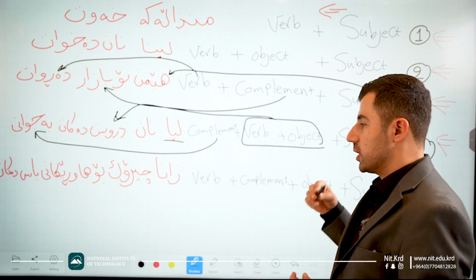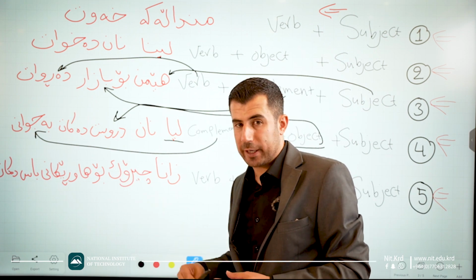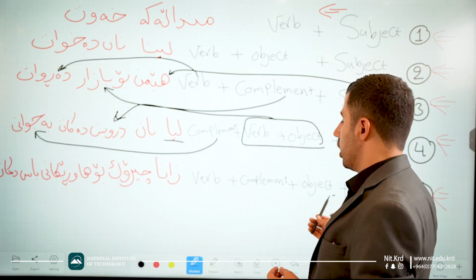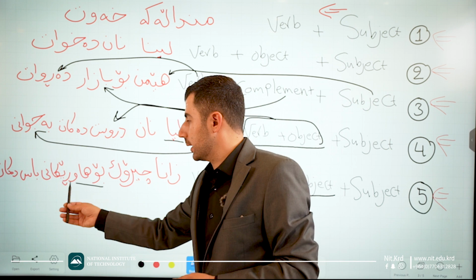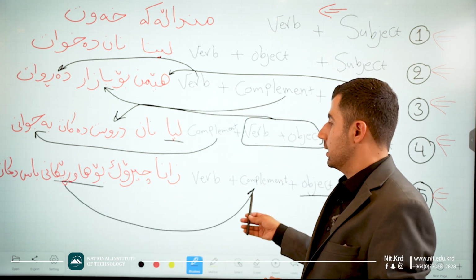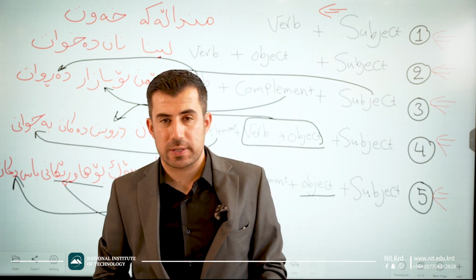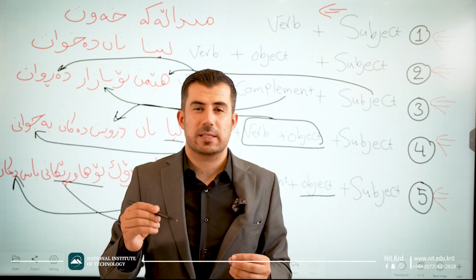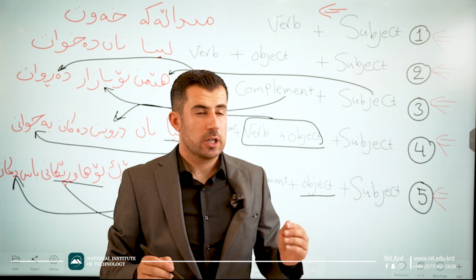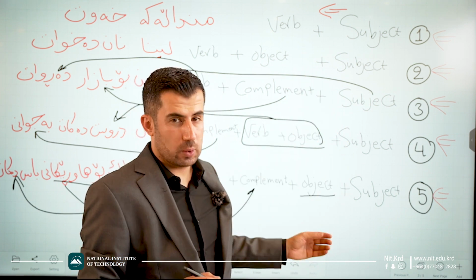Zana is equal to the subject here. Chirok is the object. Bohaurekani is complement. And the verb is bas dakat. It means that when you want to start writing down Kurdish sentence, you can follow these rules.